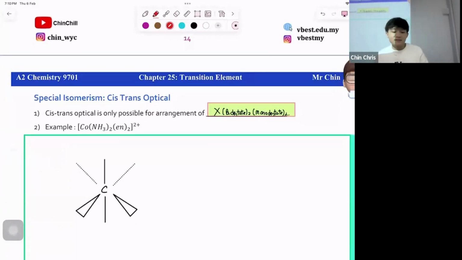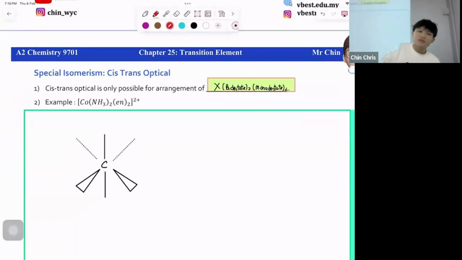Okay, so guys, you just have to imagine that NH3 is our monodentate. En is a bidentate ligand. Again, I want you guys to draw trans first. Let's draw trans.